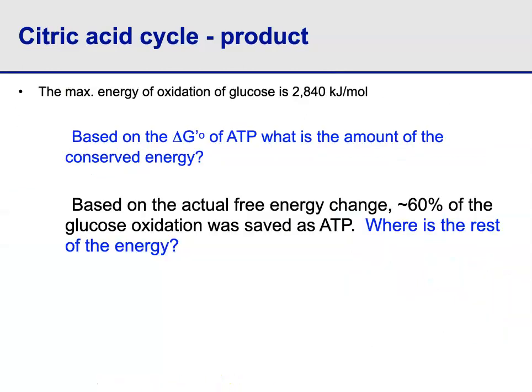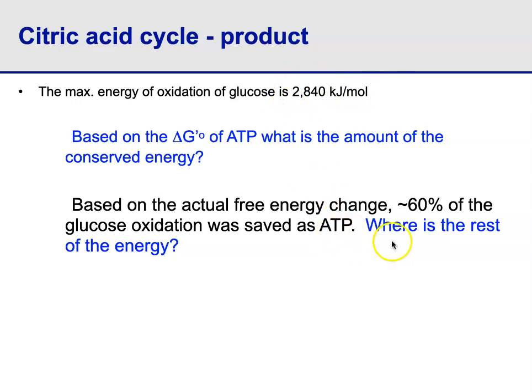All right. Now, mathematically speaking, the maximum energy of oxidation of glucose is 2,840 kilojoules per mole. Based on the delta G of ATP, what is the amount of conserved energy? If we use the standard energy change of ATP, we will determine that about 34% of the energy of a glucose molecule is conserved as ATP. If we use the actual free energy change, we will determine that about 60% of the energy of the oxidized glucose is preserved as ATP.